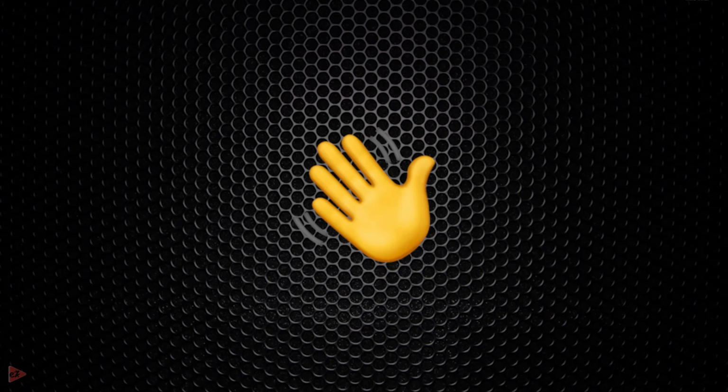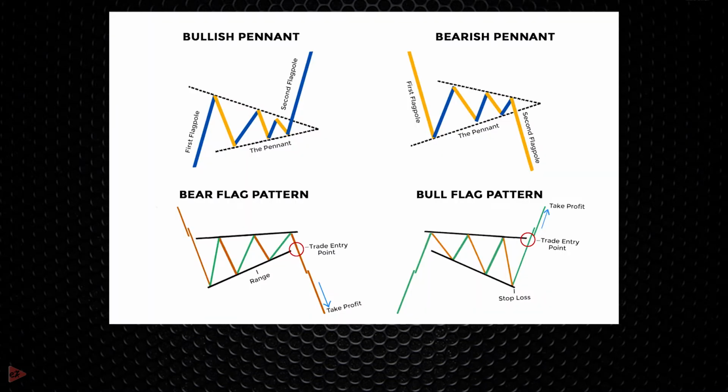Today, we will be taking a look at two very common patterns, which are flags and pennants. Both of these patterns can be characterized as continuation patterns. What does that mean? That means that they simply represent a pause in the overall trend, which can be either to the upside or to the downside.